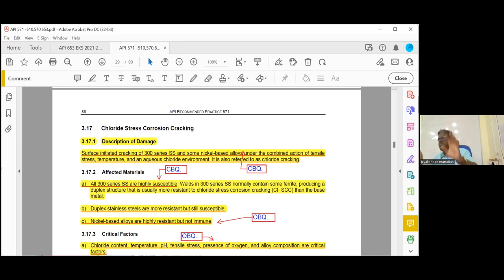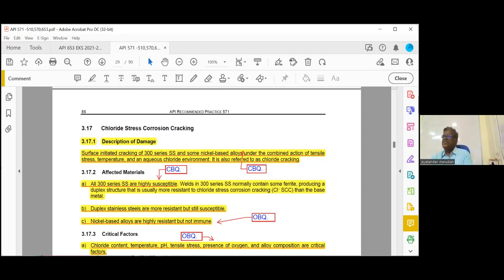Nearly immune means almost it will not come, but still there is a possibility. Only carbon steel, low alloy steel, it will not come. Okay, then how to prevent it? I told you PWHT is the option, but generally we are not doing PWHT because PWHT will result in another problem. We try to avoid one problem, but it can create another problem.